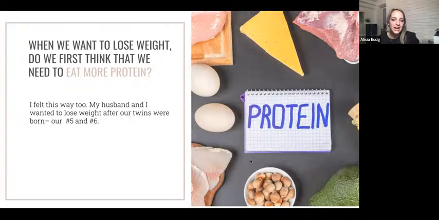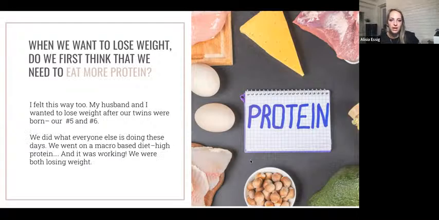After my husband and I wanted to lose the baby weight after our twins were born. Our twins right now are 4 years old and they're our number 5 and number 6. I gained a lot of weight with my twin pregnancy and my husband gained a lot of sympathy weight. So at that time we followed the typical plan that you see online, right? There was an influencer whose meal plan we did, and it was a macro-based meal plan. And it was high protein. And it was totally working. We were both losing weight, which is what you want, which is great, right? No question, these plans work.